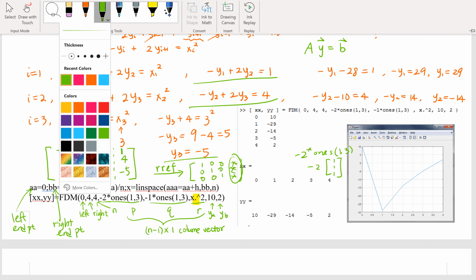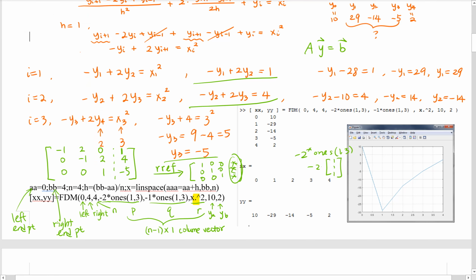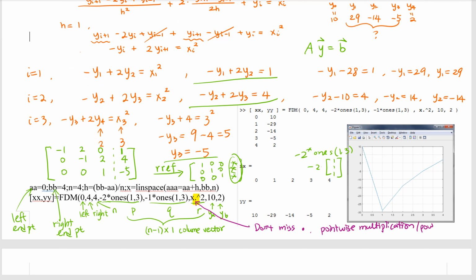So don't miss this point: the dot is pointwise multiplication or power for vectors. Okay, and y0 is 10, y4 is 2. After you input those in MATLAB, you get these answers. You see, it matches our result.